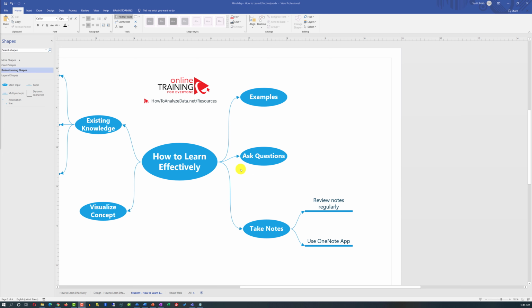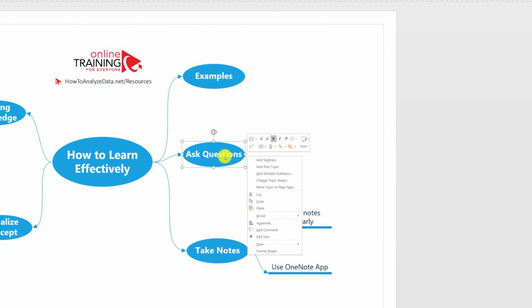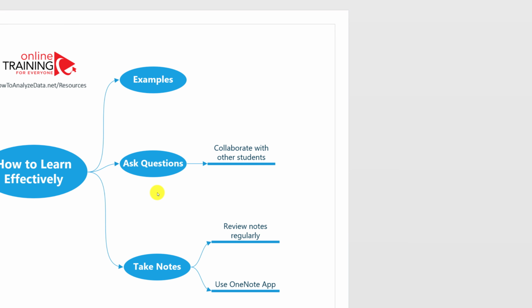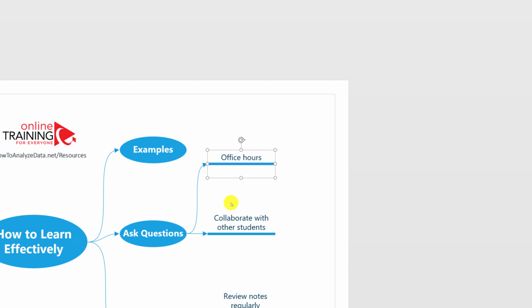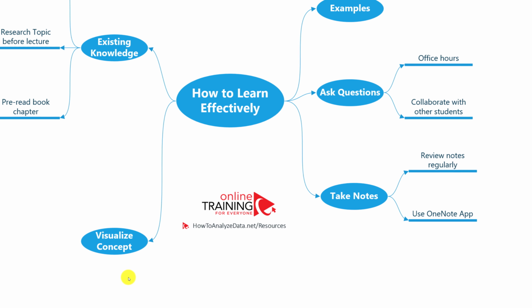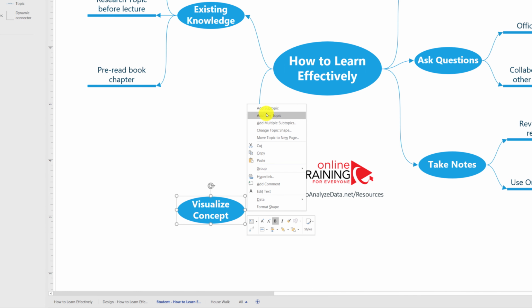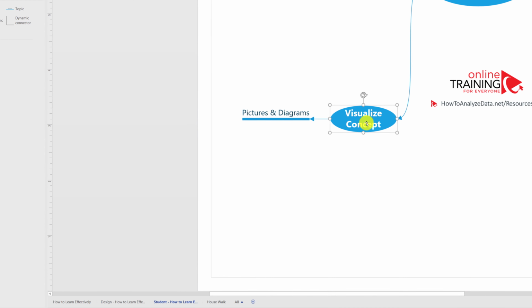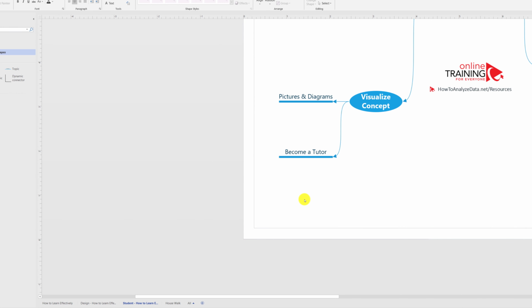You can also improve your learning by asking additional questions. For example, you can collaborate with other students, or you can join the professor or teaching assistant with your questions during their office hours. Another way to learn effectively is to visualize the concepts that you're studying. You can do it better by adding pictures and diagrams right into your notes. Another idea might be for you to become a tutor and explain the concept and topic to somebody else, and draw the pictures and diagrams for these people to help them understand what's going on.